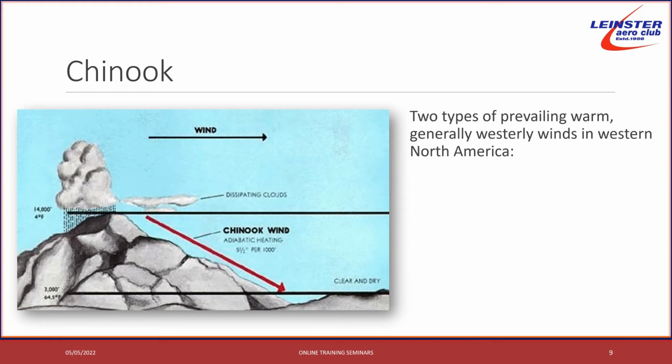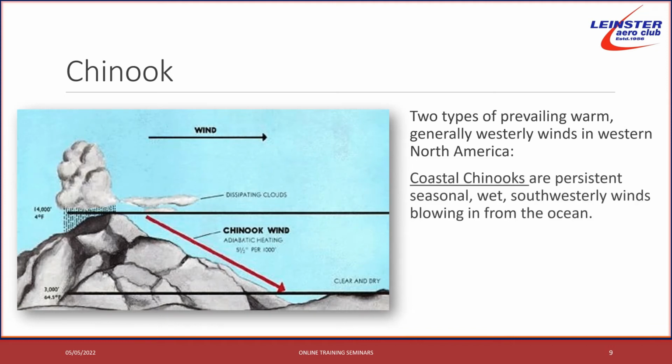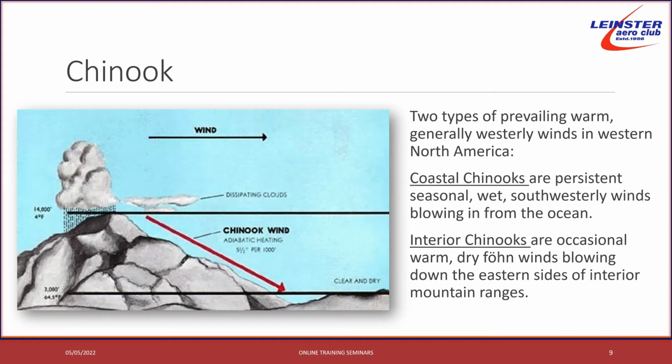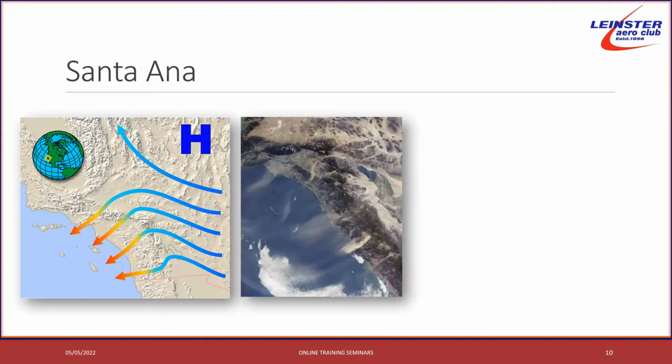Northwestern America, not just the US, but Canada as well. There are two types. One is a wet southwesterly wind blowing in from the ocean, and the other is actually a foehn wind. We'll come to foehn winds later in this presentation. These blow down the eastern sides of the interior mountain ranges, and that's the one shown in the graphic. And finally, the Santa Ana winds you might have heard of.